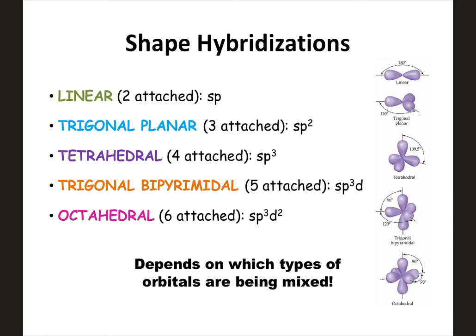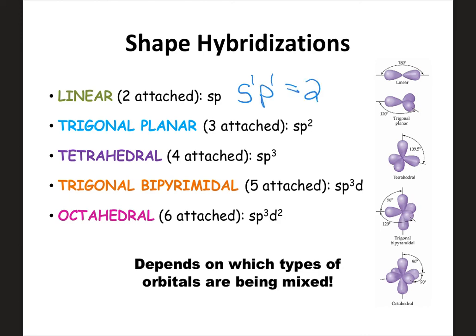In order to determine a hybridization, you need to first draw the dot structure. I could give you an example and say, what's the hybridization of this? The first thing you need to do is draw the dot structure. And then you look at the center atom and count how many things are attached to the center atom. If there are 2 things attached to the center atom, the hybridization is going to be sp. And there's an easy way to remember this.